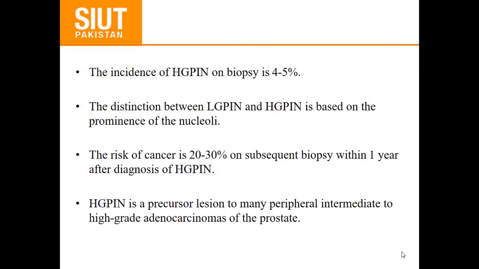The incidence of high-grade PIN on biopsy is 4 to 5%. The distinction between low-grade PIN and high-grade PIN is based on the prominence of the nucleoli. The risk of cancer is 20 to 30% on subsequent biopsy within 1 year after diagnosis of high-grade PIN. High-grade PIN is a precursor lesion to many peripheral intermediate to high-grade adenocarcinomas of the prostate.